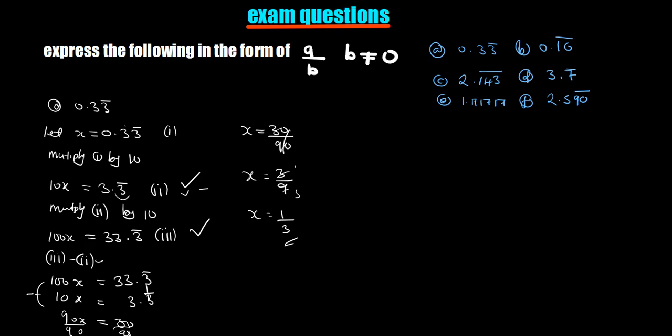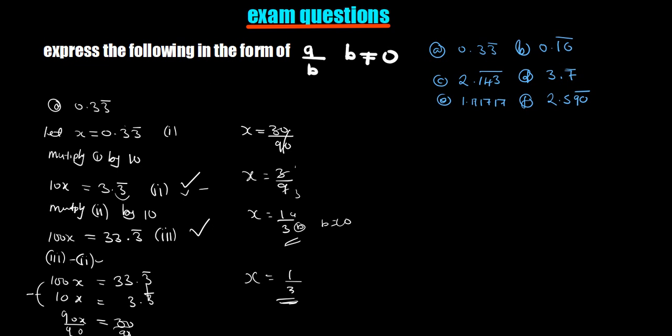So this is the thing. So we have expressed it in the form of a over b, where 1 is a, then this one is b. And we can see b is not equal to 0. So in short, your answer is 1 over 3. You are done like that in your exam. So this is the best way you can write these things.